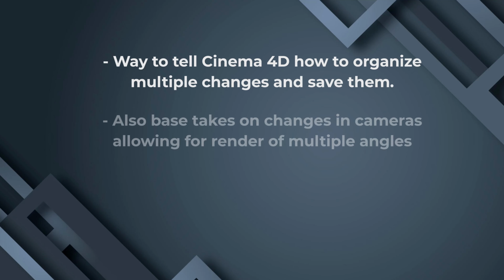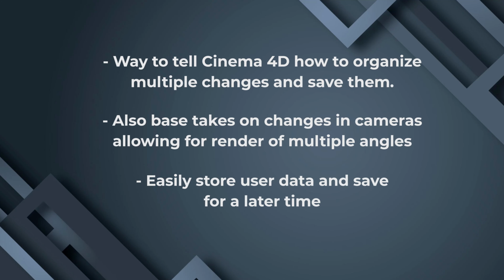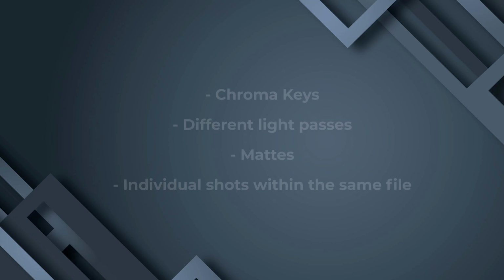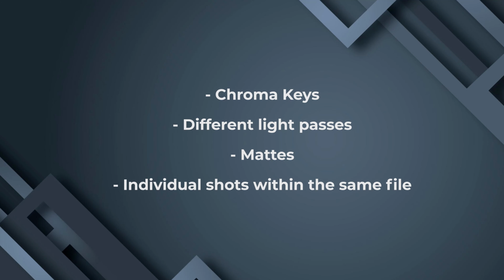You can also base your takes on different changes in camera angles, and you can have multiple angles for a shot. It can easily store your user data and save them for use at a later time. It's easy, convenient, and I've had many times where I wish I could recall things from a previous iteration of my file, and I could do that with takes. There's also many things you can use takes for, including creating things like chroma keys and mats for your object.